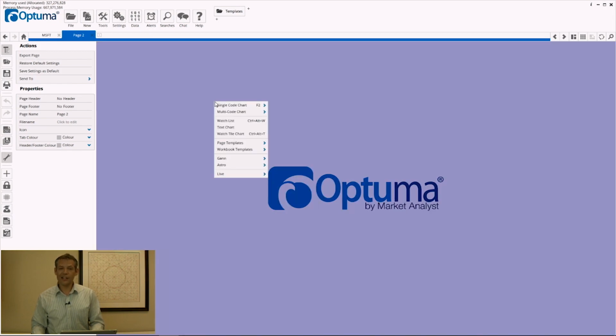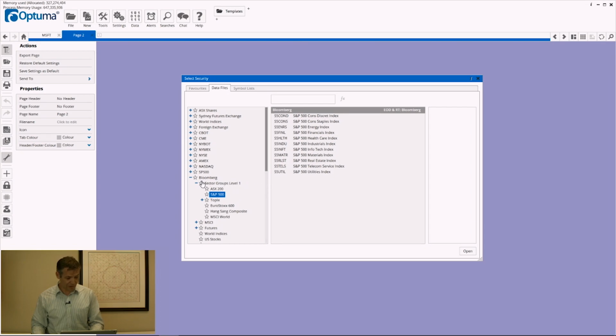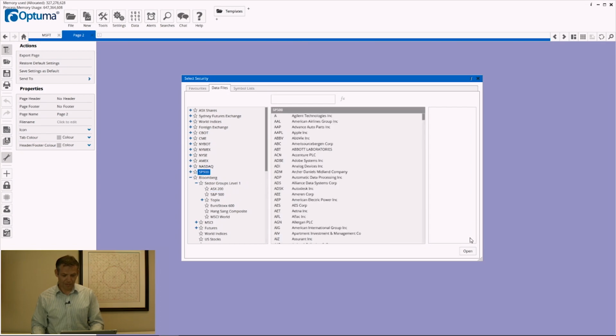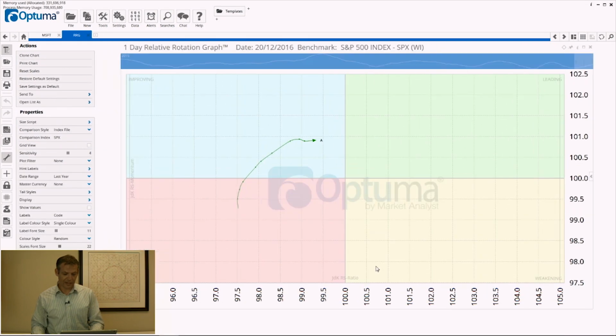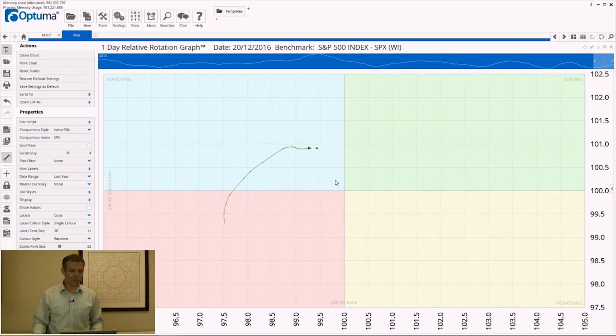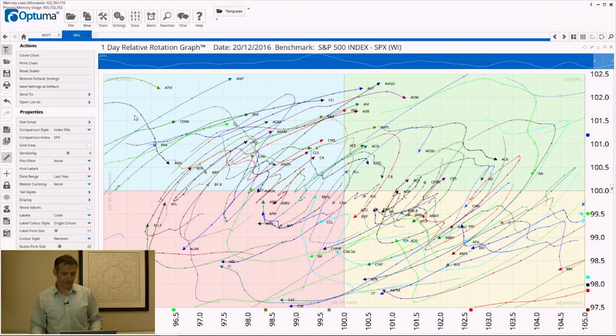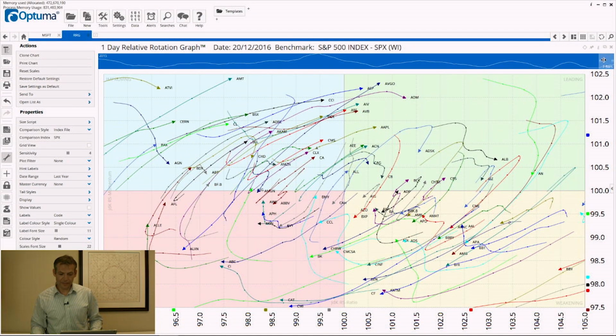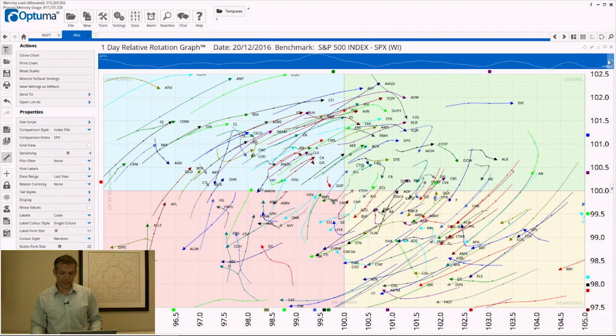Just right-clicking on the background lets me choose any sort of chart that I want to put in. So relative rotation graph, let's just grab the S&P 500. This is the end of day data. So double click on that and that'll bring all of those in. Long tails, but that's fine. We'll bring that back and shorten those tails.